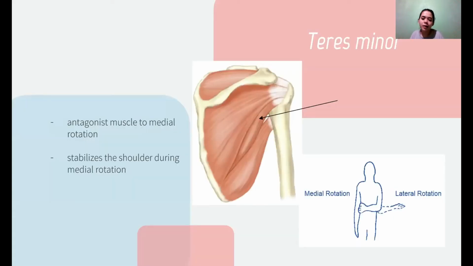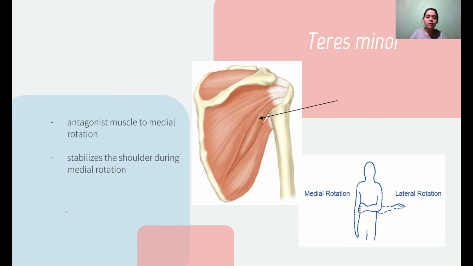And last but not the least, the teres minor, or minor, I'm not really sure. I didn't search that, I'm sorry. The teres minor, the antagonist muscle to medial rotation. So before, this is the lateral, right? Like away, to the side, and then you revert back, and that's your medial rotation.